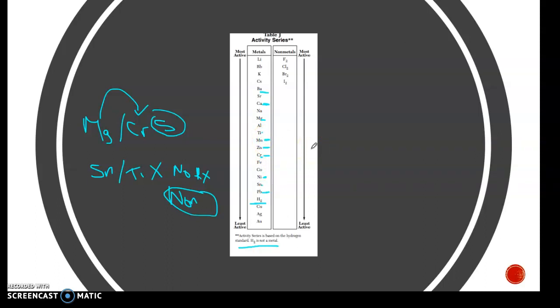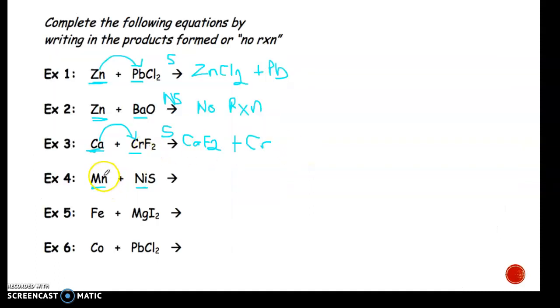Since Mn is on top of nickel, it can go ahead and replace nickel, making this a spontaneous reaction and also forming product. So our product is going to be MnS plus Ni. Go ahead and do the last 2 example problems.